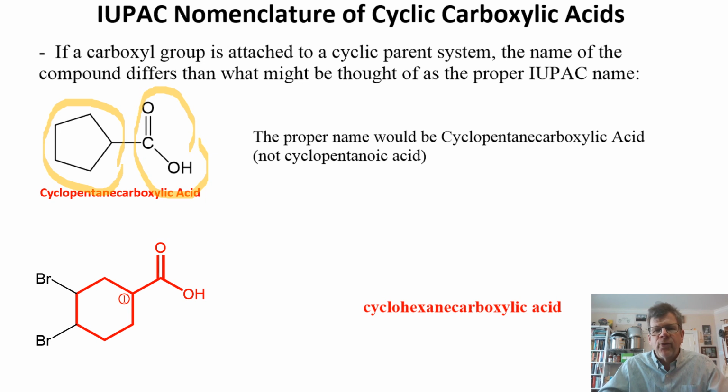And as before, we count around the ring in the direction which brings the substituent or the substituents into the lowest numerical designation. I hope you would recognize that we have to count around counterclockwise to do that. And I bring in our bromo groups at the 3 and the 4 position. Thus, I can front load this molecular name as 3,4-dibromo cyclohexane carboxylic acid. Again, quite a mouthful.